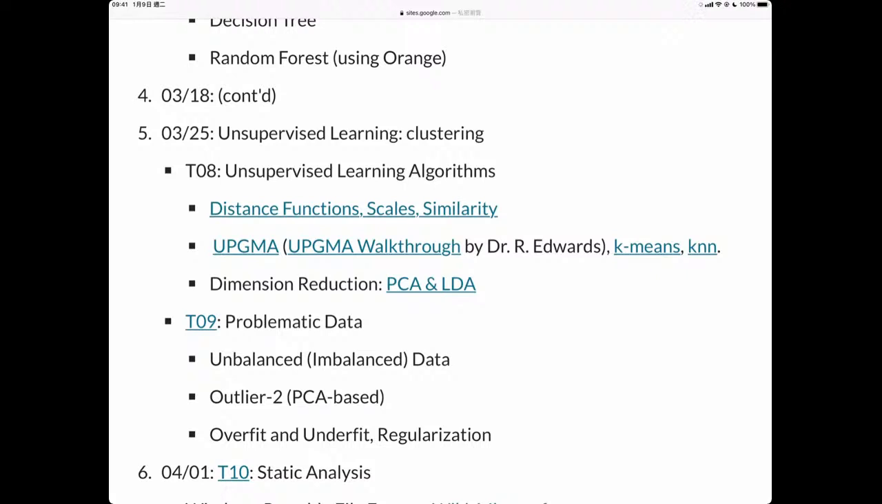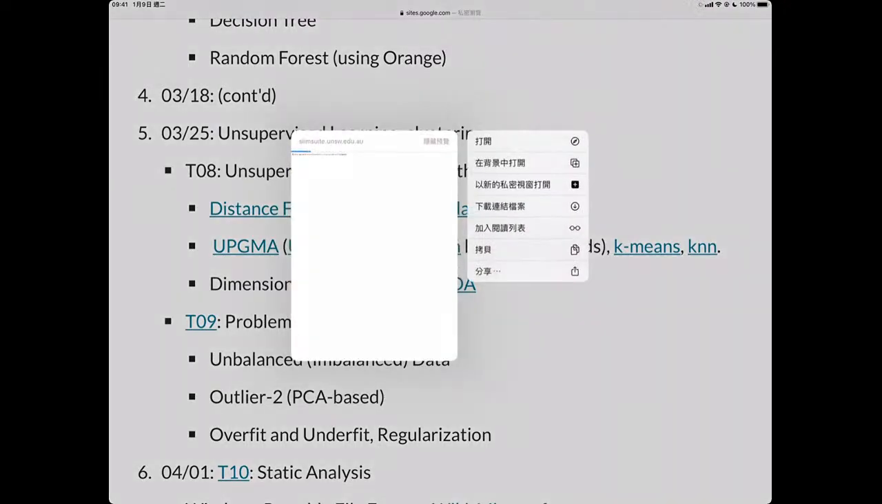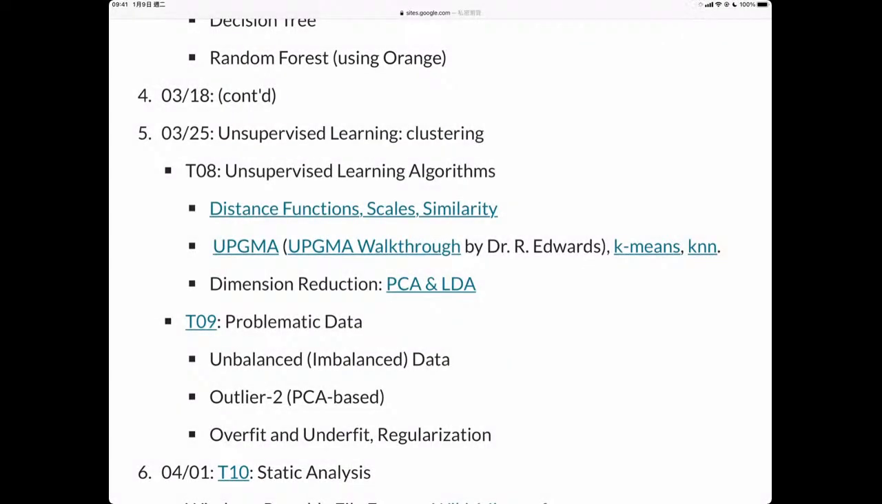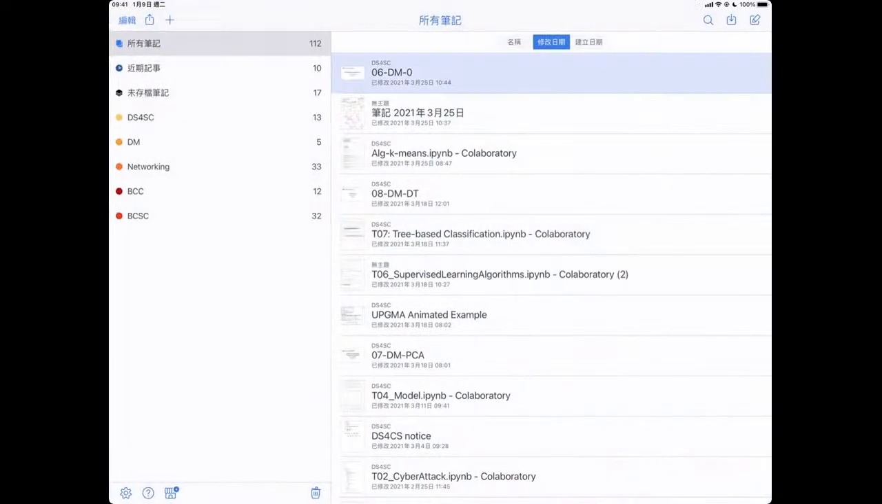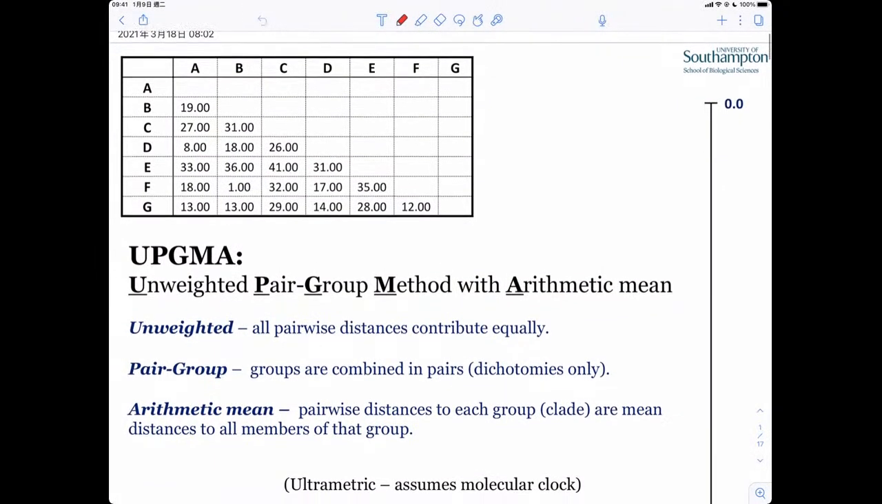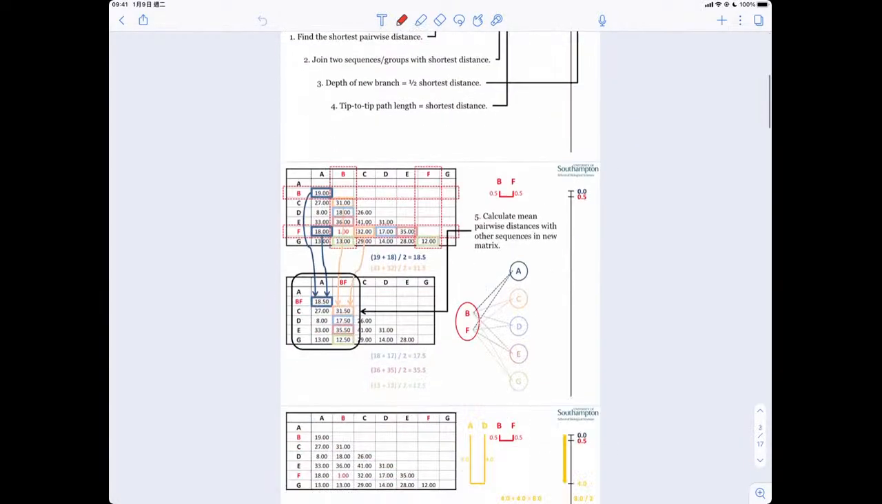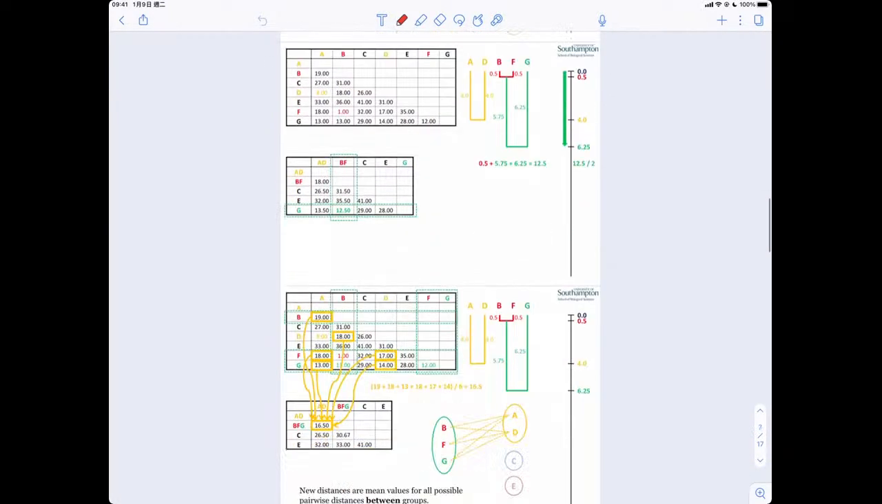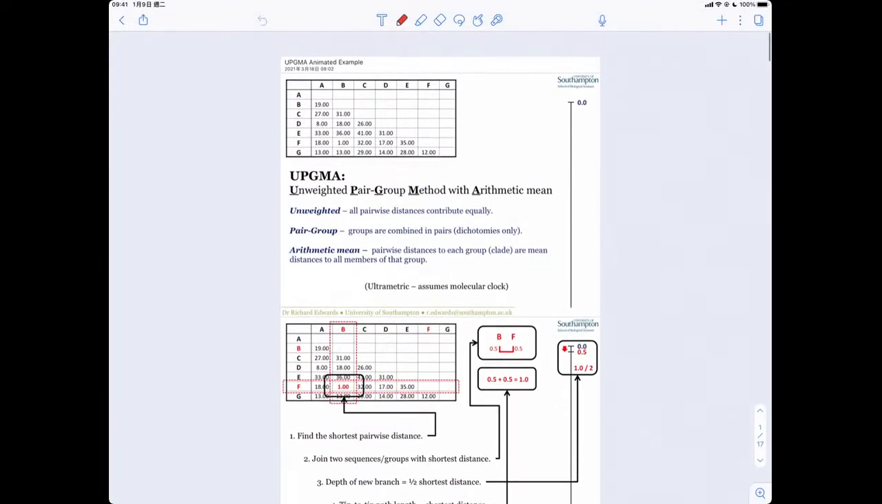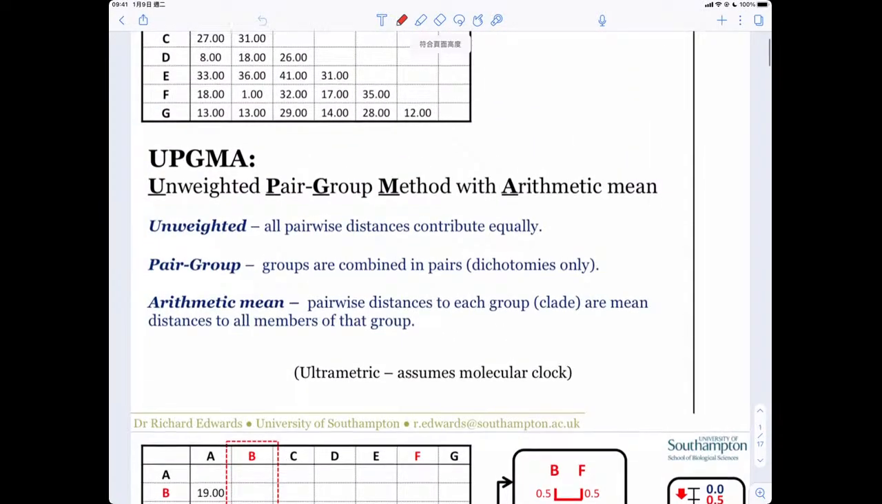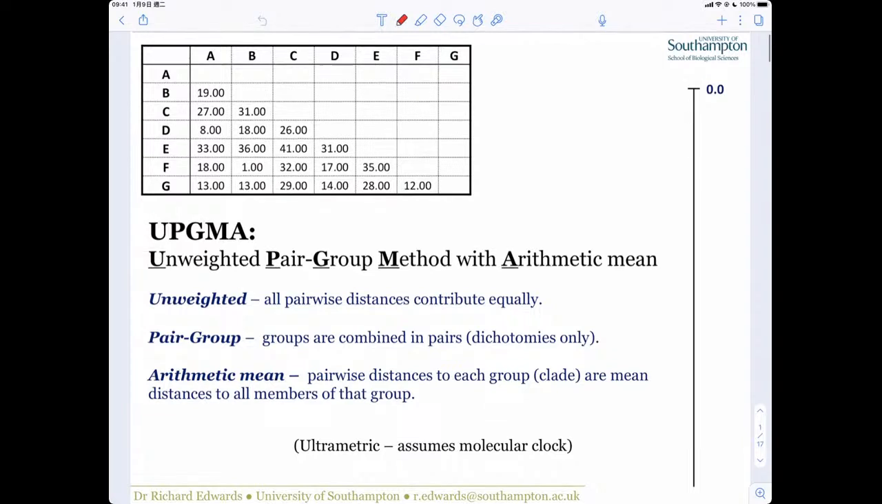UPGMA, so you may take a look at this UPGMA walkthrough. Okay, it is a slide, and I will show you. It's right here. Okay, this slide. UPGMA has a very long name: unweighted pair group method with arithmetic mean. Okay, just ignore it.